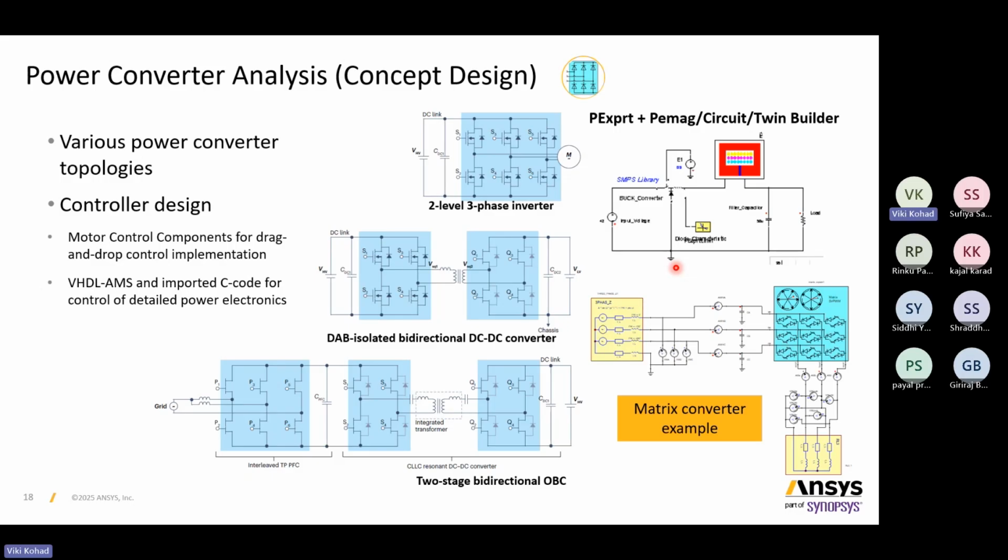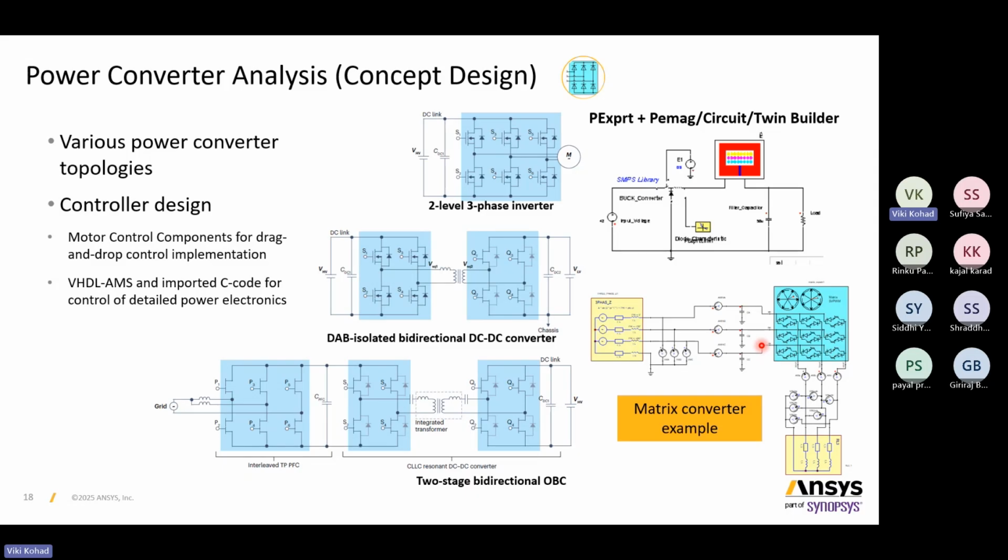So first, we see the power converter analysis. In power converter analysis, various power strategies are there. Here you can see a two-level three-phase inverter, this is your DC to DC converter, and this is your bidirectional OBC, or onboard charger. So these are the converter examples.